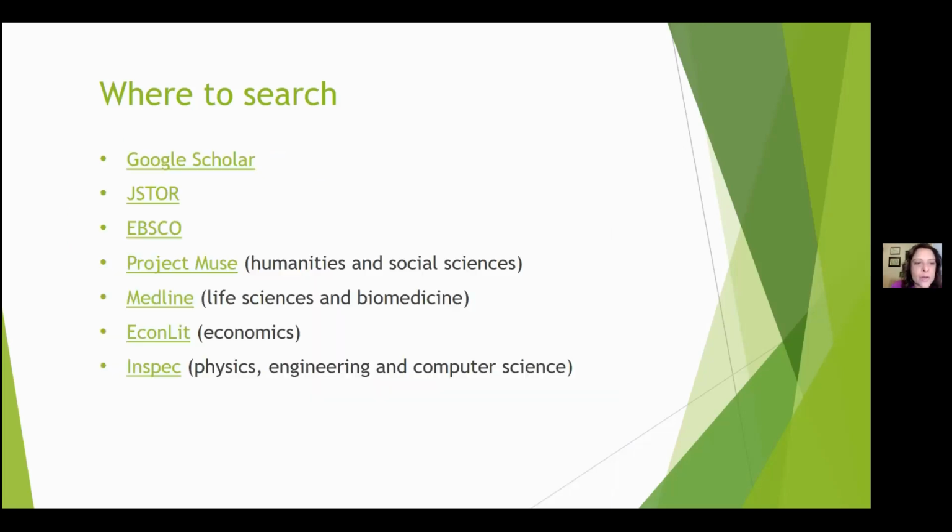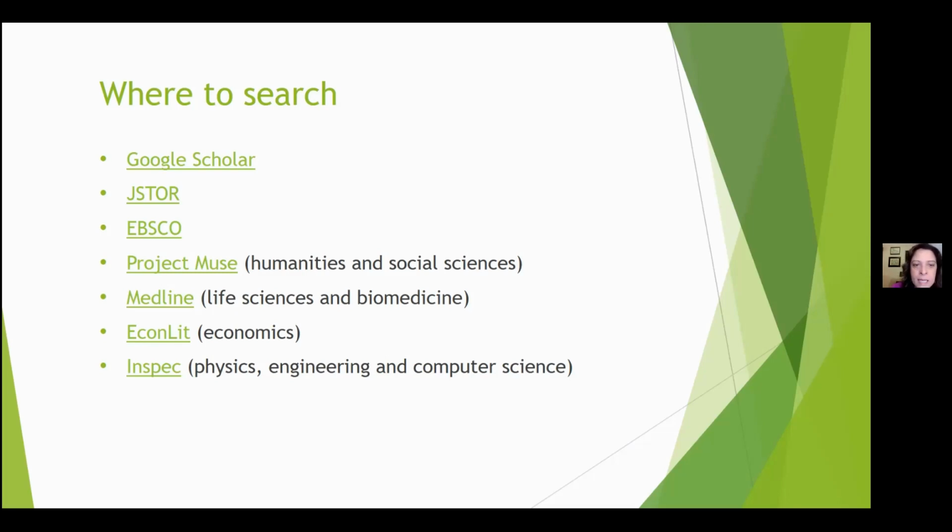Okay, so for example, EBSCO is pretty broad. So you can pretty much search most articles that are related to the humanities, to psychology, to sociology, anthropology through EBSCO, JSTOR, and Google Scholar. Project Muse is humanities and mostly social sciences. Again, Medline would be life science and biomedicine, and so on and so on.